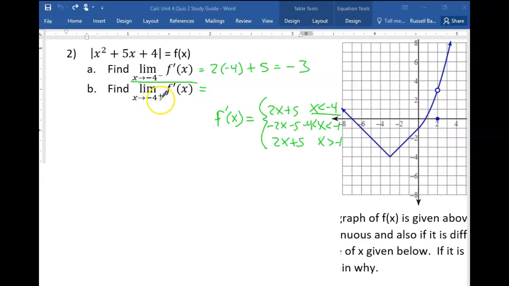If I'm approaching -4 from the right, that would be anything greater than -4. That's this piece. And so I'll use the middle piece for that. And negative 2 times negative 4 is 8, plus 5 is 13. Okay? I believe. Oh, I made a mistake. Sorry about that. It's not plus 5, it's minus 5. There we go. So 8 minus 5 is positive 3. So notice they're going to be the same, it's just they're opposites because that's where the cusp happens. So there you guys have it. That's for number 2.